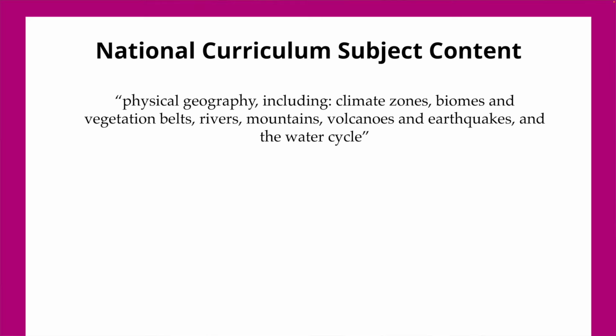Pupils should describe and understand key aspects of physical geography, including climate zones, biomes and vegetation belts, rivers, mountains, volcanoes and earthquakes, and the water cycle. That's a statutory national curriculum requirement.